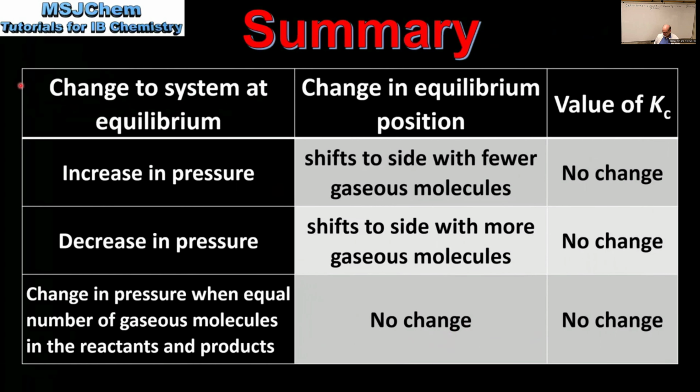So let's end with a summary. In this table, we have change to the system at equilibrium, change in equilibrium position, and change in the value of the Kc. When the pressure is increased, the equilibrium position shifts to the side with fewer gaseous molecules. When the pressure is decreased, the equilibrium position shifts to the side with more gaseous molecules. And changes in pressure when there's equal numbers of gaseous molecules in the reactants and products has no effect on the equilibrium position. And as we can see, the value of the Kc does not change when changes are made to the pressure of the system.